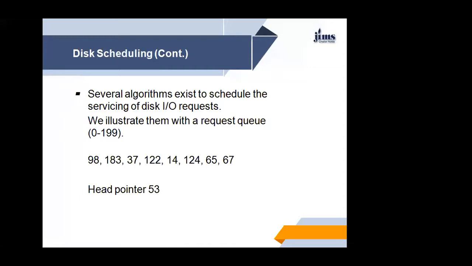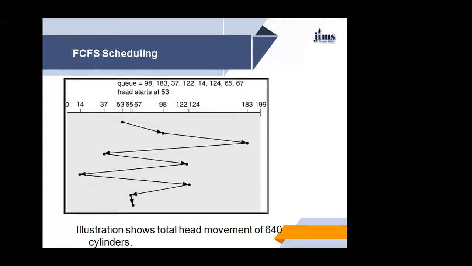So for the total head movement, you can see in this figure, initially the disk head is at 53, so it is on the 53 cylinder. Now it moves to 98. You can see in the figure from 98 to 183, 183 to 37, 37 to 122, 122 to 14, 14 to 124, and again 124 to the last one, that is 67. If you count the total head movement, it will be 640 cylinders.